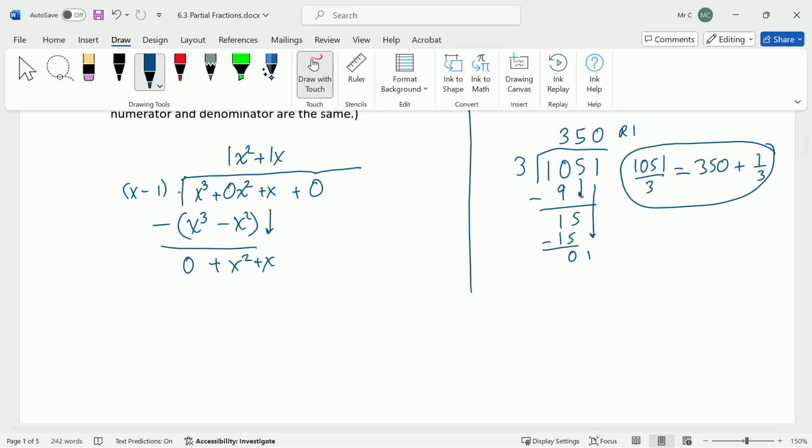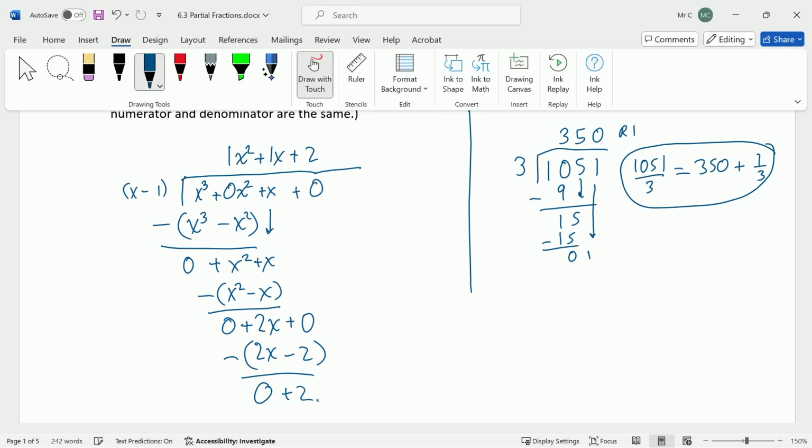And x times x minus 1 gives me x squared minus x. Subtract them. Minus the x squared is 0. And then x minus a negative x becomes plus x, so that's plus 2x. And I pull that 0 down as well. So how many times does x minus 1 go into 2x? Well, I can multiply x by 2. And so when I do 2 times x minus 1, I get 2x minus 2. And I subtract it. So what's left?